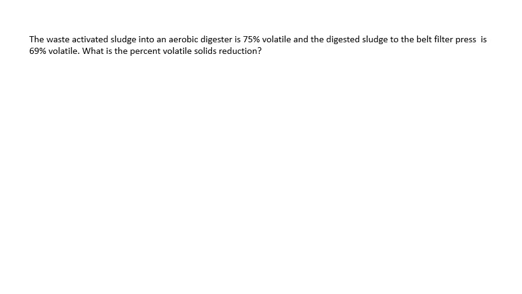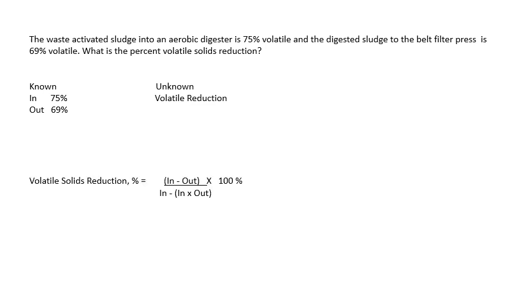Alright, so the waste activated sludge into an aerobic digester is 75% volatile, and the digested sludge to the belt filter press is 69% volatile. What is the percent volatile solids reduction? So we pulled the knowns and the unknowns out. What you know is that your influent, so into the digester, is 75%, and the effluent leaving it was 69%, and we are looking for the volatile reduction percent.